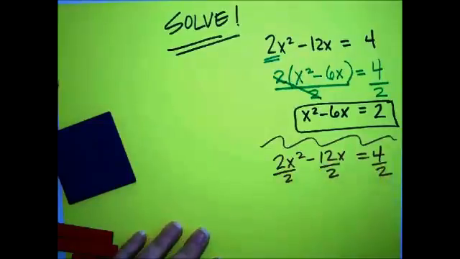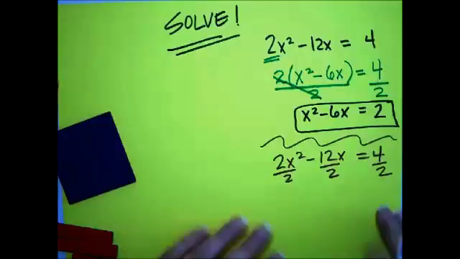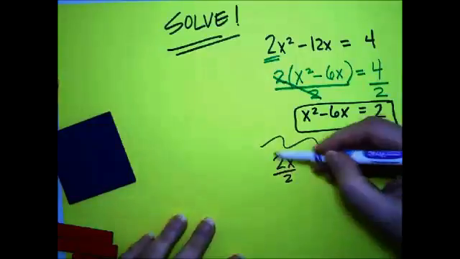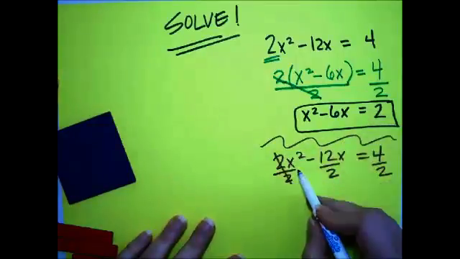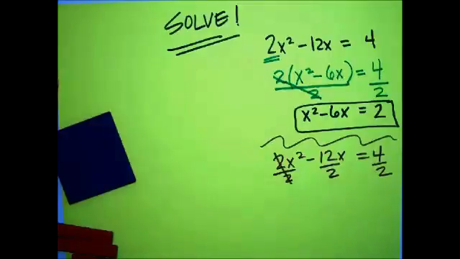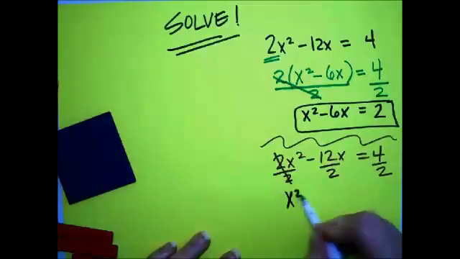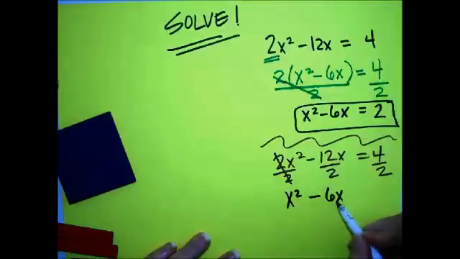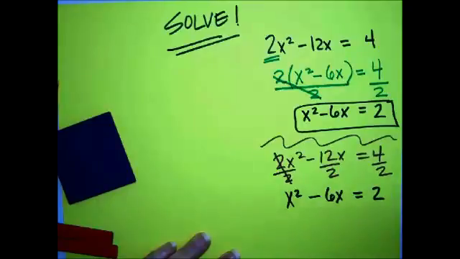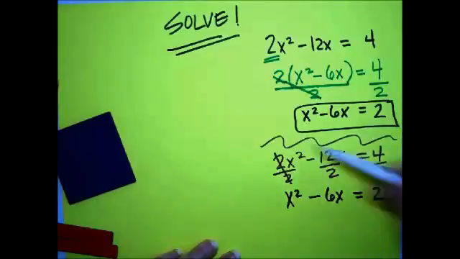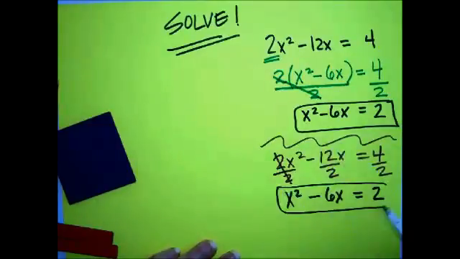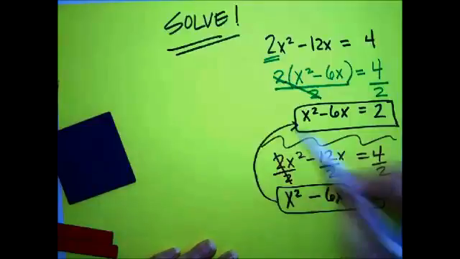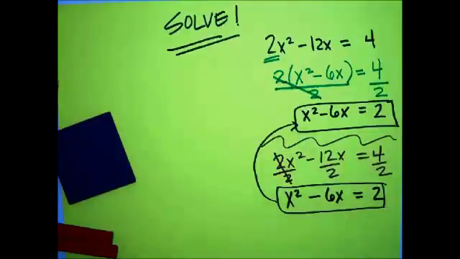And don't forget anything. So 2 divided by 2 leaves us with x squared. And then negative 12x divided by 2 leaves us with minus 6x. And 4 divided by 2 is 2. And looky there, we've got the same thing, which we should. Because all we were doing is getting it down to an x squared, so we can now complete the square.